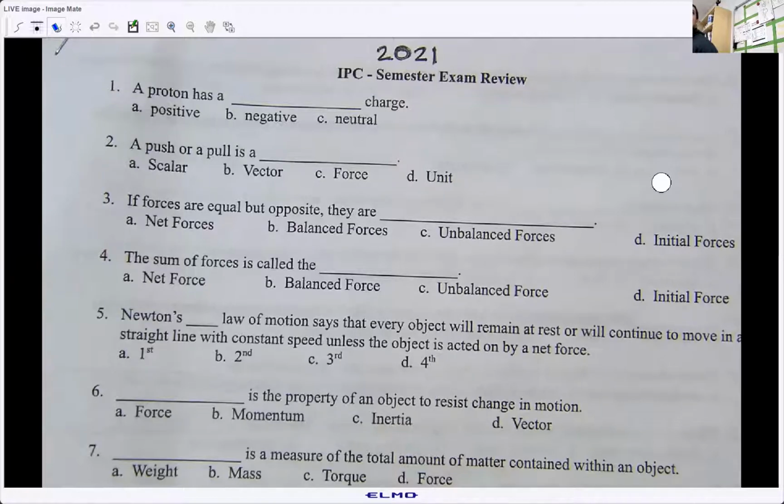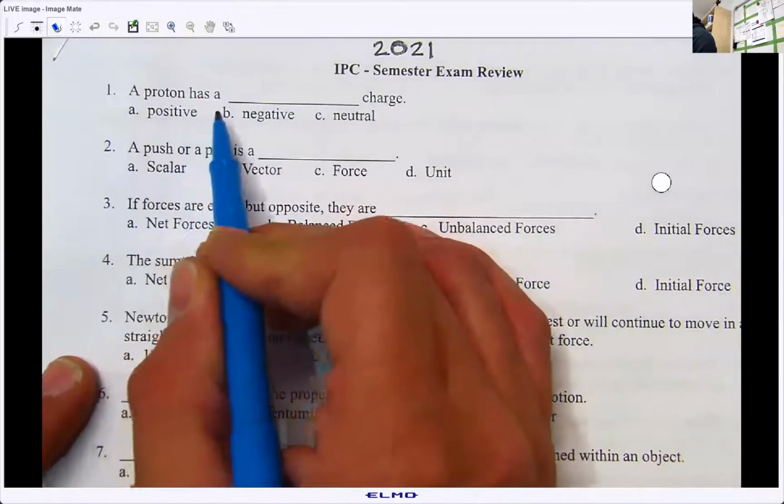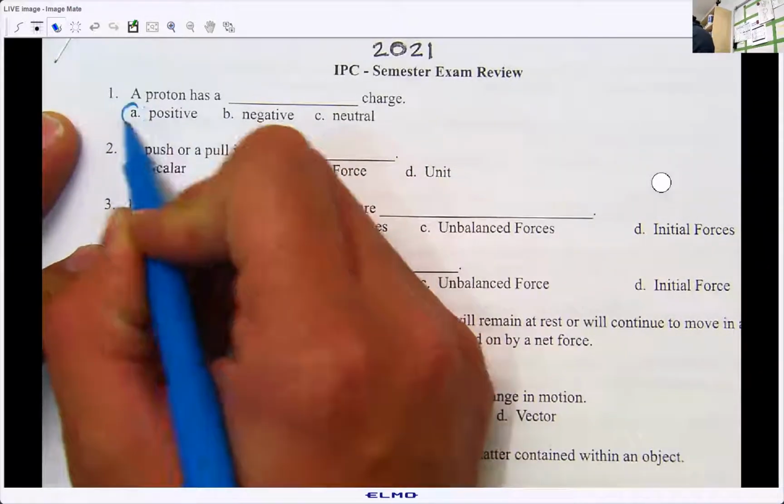All right, so a proton, right? These are kind of mixed all together. They're not really all in order, right? Because we didn't start talking about charges until closer towards the end of the semester. So like I said, it's all kind of mixed throughout. A proton has a positive charge.